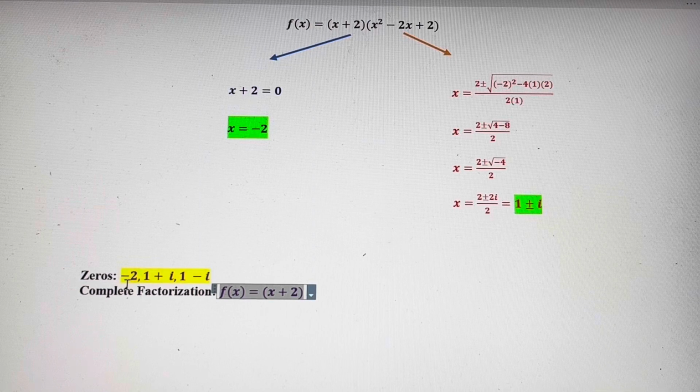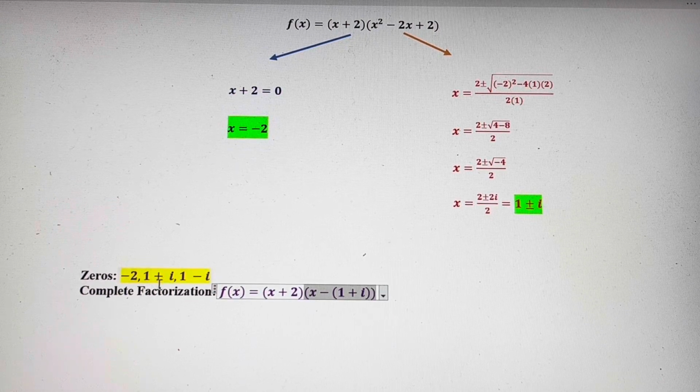So x minus a negative 2. Remember, we're going to subtract the zeros to create that factor. The second one is going to be x minus this zero, 1 plus i. Be careful. Notice when I need parentheses there to keep my sign straight. And then it's going to be x minus 1 minus i.